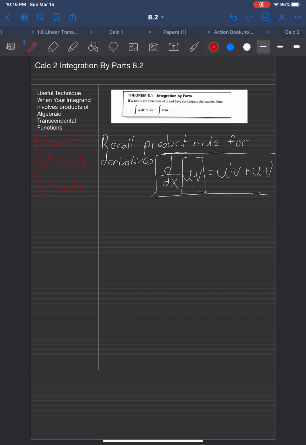Then we'll practice some. So the idea is, if you follow me over here to the left, when you have integrands that are products, so notice we have an x squared multiplied by a sine of 2x, or an x squared multiplied by an ln x. When you have integrands that are products of algebraic and transcendental functions, then the integration by parts technique is extremely useful for getting this integral.